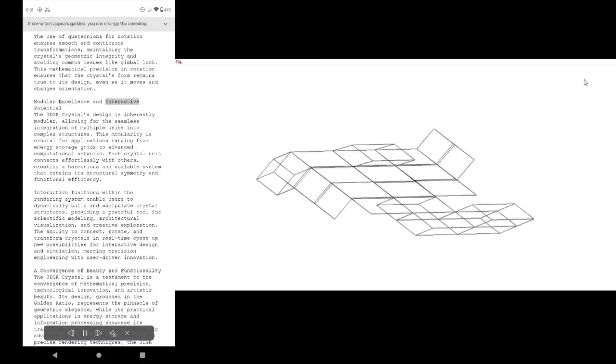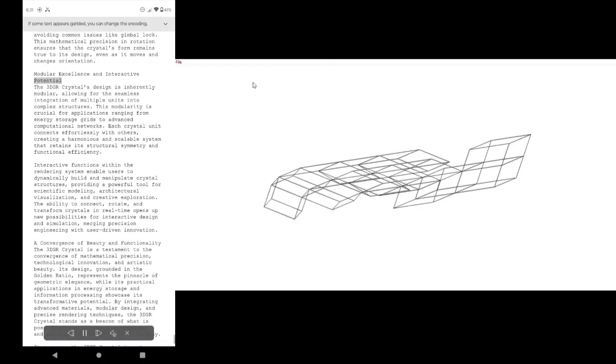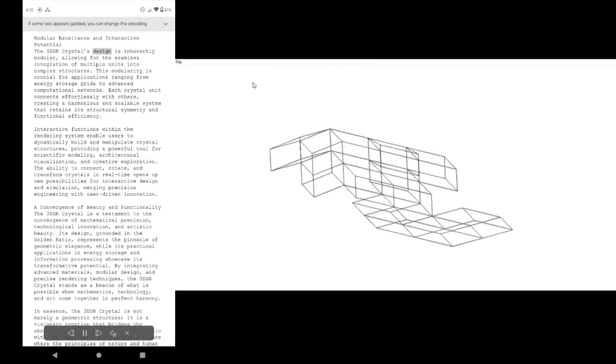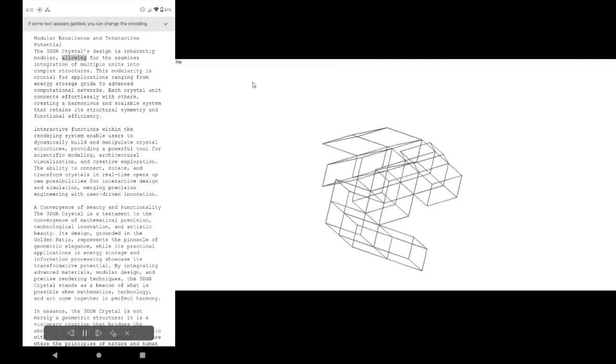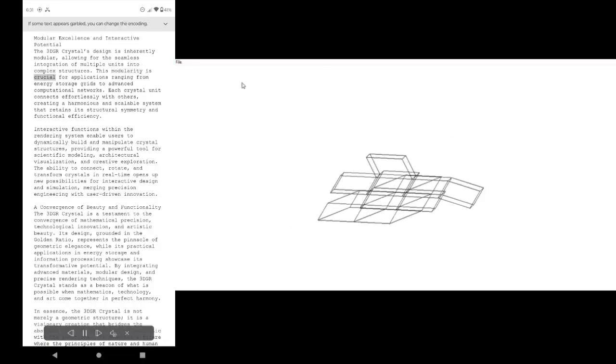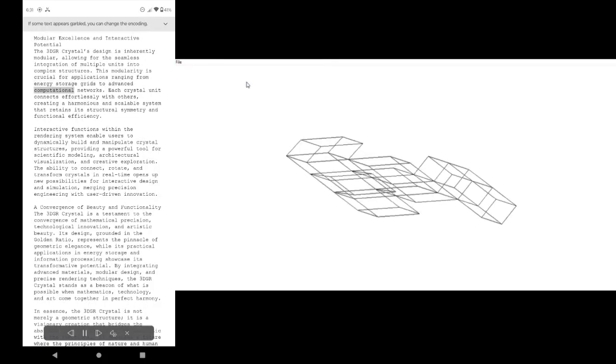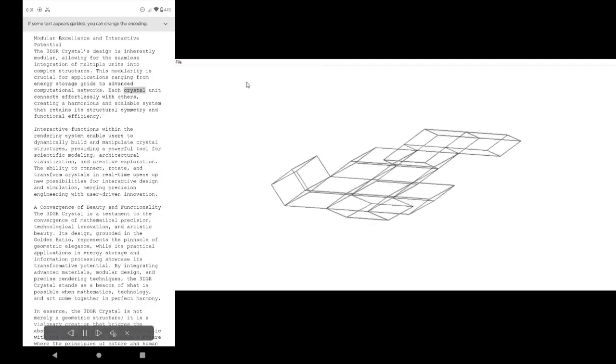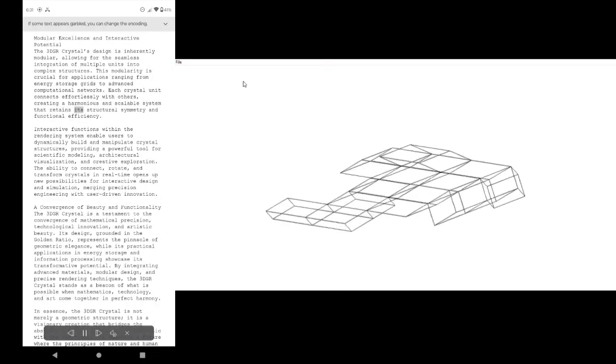Modular excellence and interactive potential. The 3DGR crystal's design is inherently modular, allowing for the seamless integration of multiple units into complex structures. This modularity is crucial for applications ranging from energy storage grids to advanced computational networks. Each crystal unit connects effortlessly with others, creating a harmonious and scalable system that retains its structural symmetry and functional efficiency.